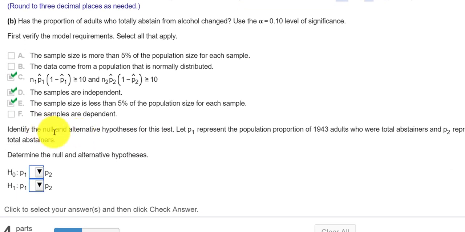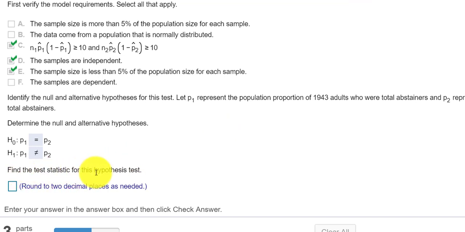Next, we need the null and the alternative hypothesis. So again, the null hypothesis would be that the two proportions are equal. And the question is, has there been a change since 1943? So this would be not equal. Check answer. We get the well done.